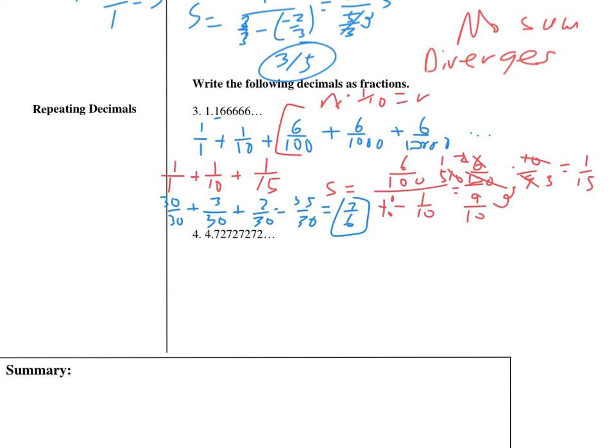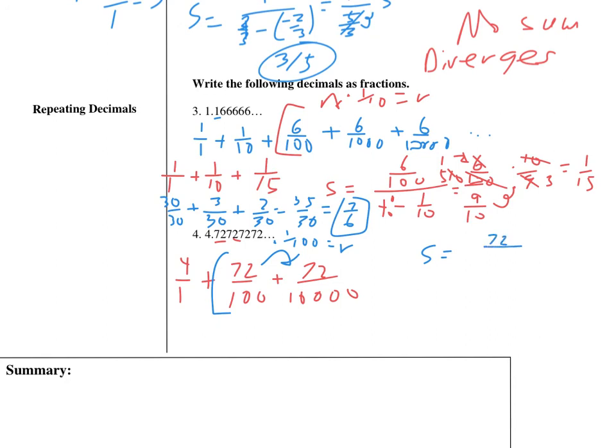Okay, so same idea here. So I'm going to say 4 over 1 plus, and then these ones I need to group together in groups of 2, so it's going to be 72 over 100. And then we have 72 over, and since I skipped one there, it's going to be over 10,000 now. All right, so then this one, it's times 1 over 100 here is my r. So if I find my infinite sum here, it's going to be a1 over 1 minus r.